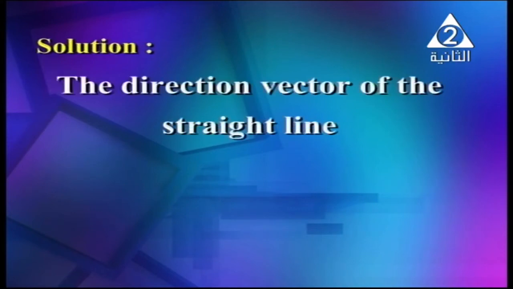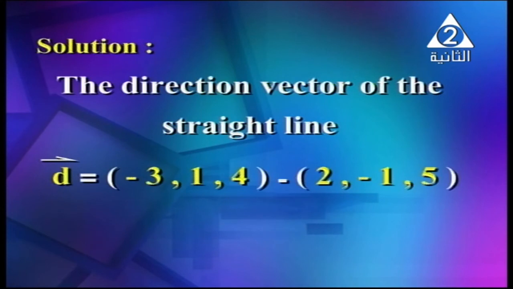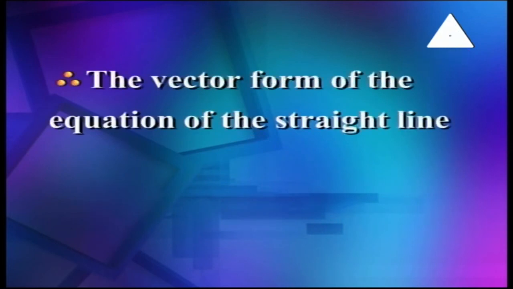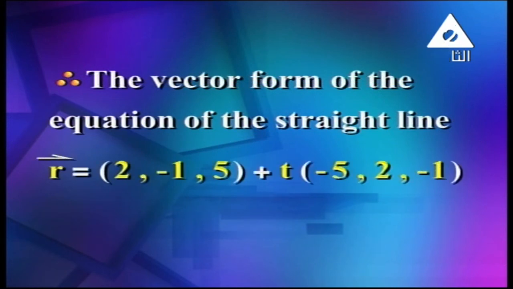My dear student, the direction vector of the straight line, d equals B minus A, which is (negative 3, 1, 4) minus (2, negative 1, 5), equals (negative 5, 2, negative 1). We know that the vector form of the equation of a straight line is r equals a plus t d. So r equals (2, negative 1, 5) plus t times (negative 5, 2, negative 1). This form is called the vector form of the equation of a straight line.